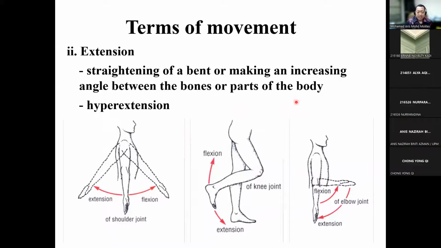For extension, it's the opposite movement of flexion. Straightening of a limb or making an increasing angle between the bones or parts of the body. Here is how extension looks. You flex, then you extend, flex, and extend. If you extend beyond its normal range, then it becomes hyperextension. For example, if this is the normal range for extension, and you force more than that range, then it becomes hyperextension.